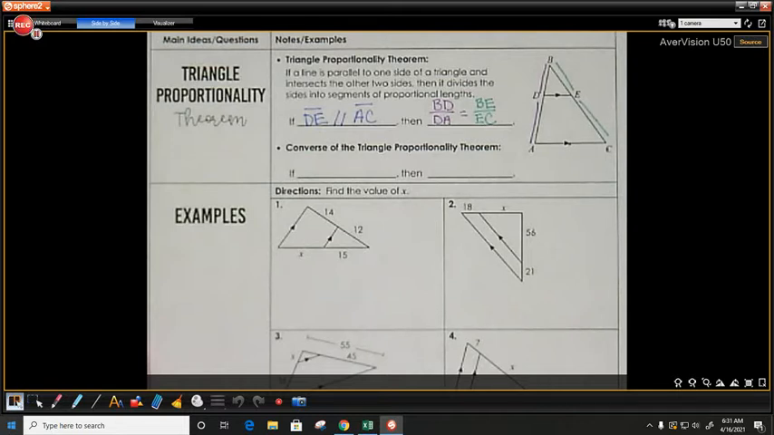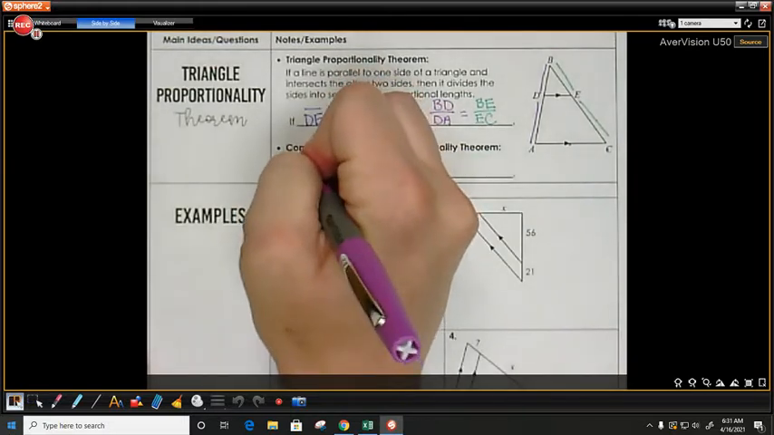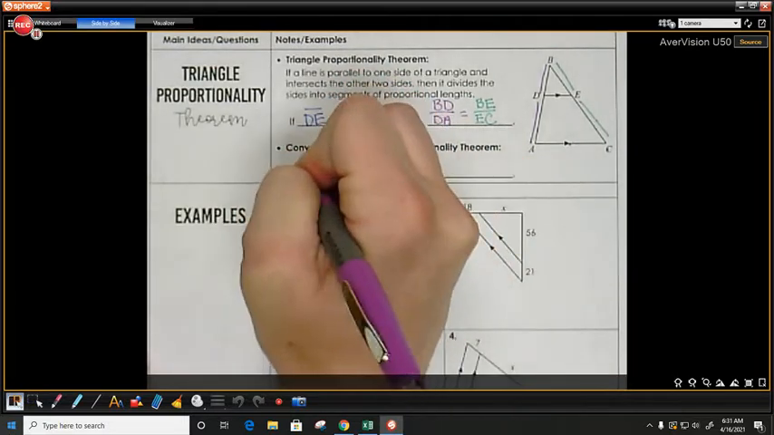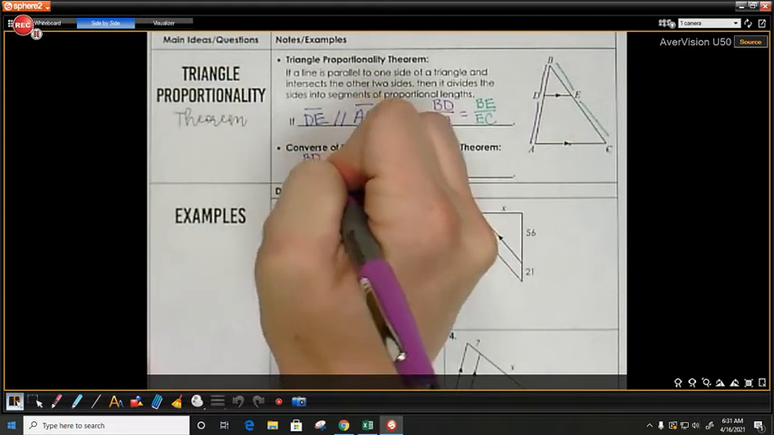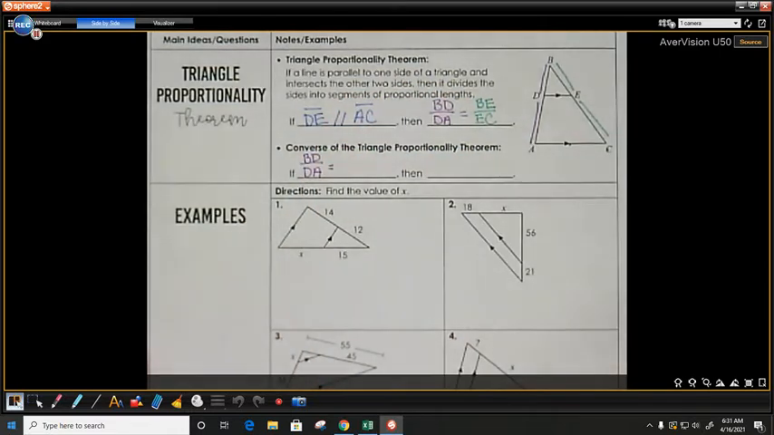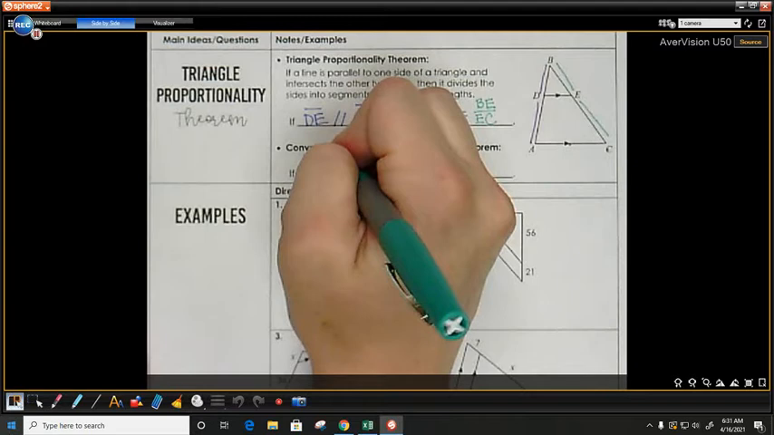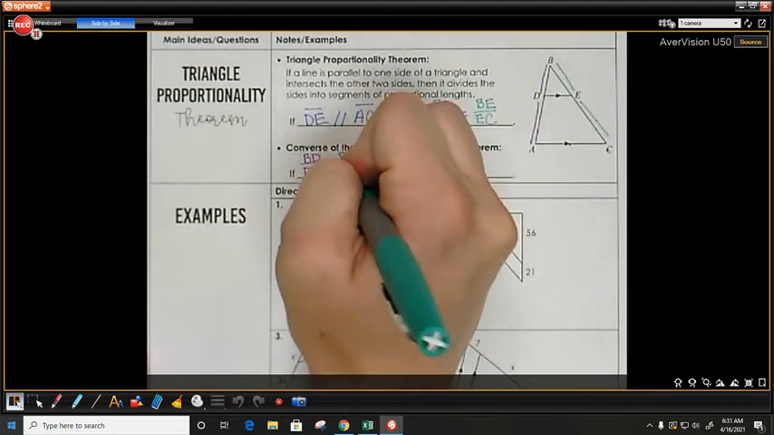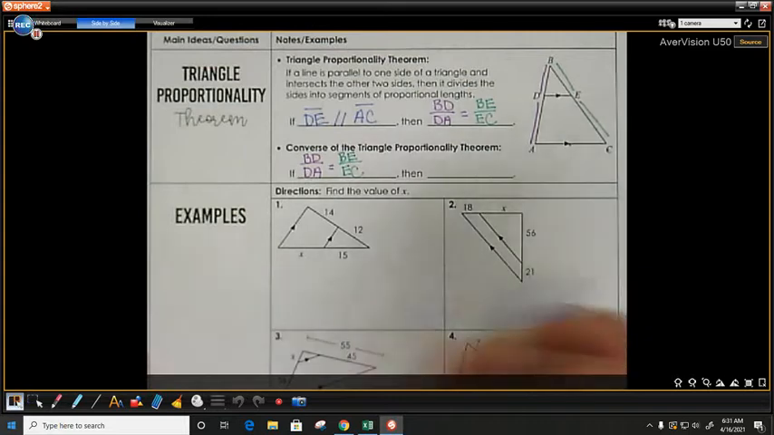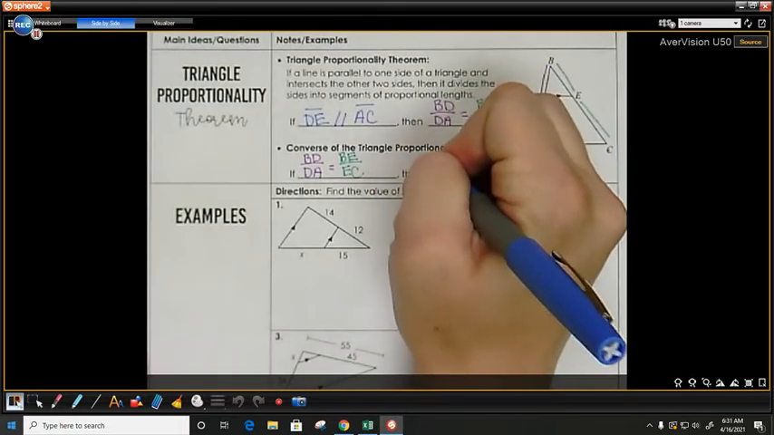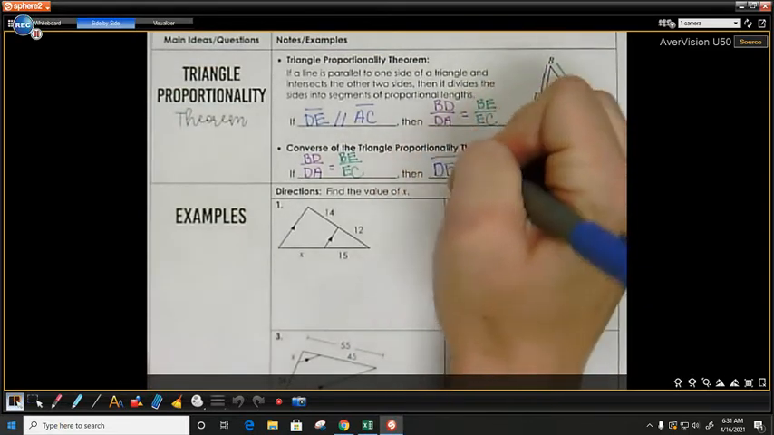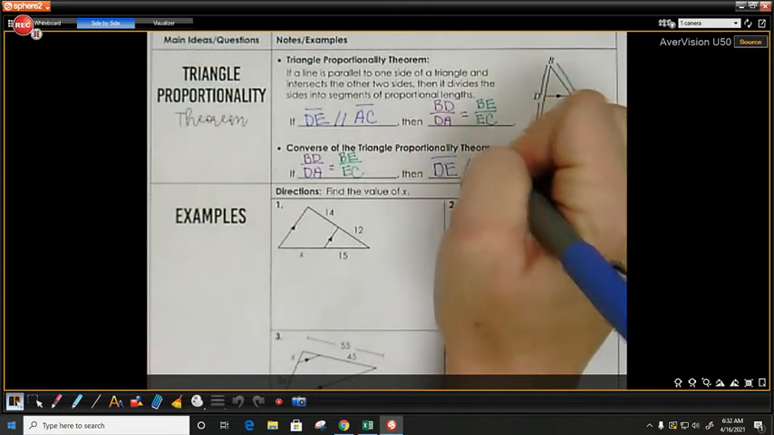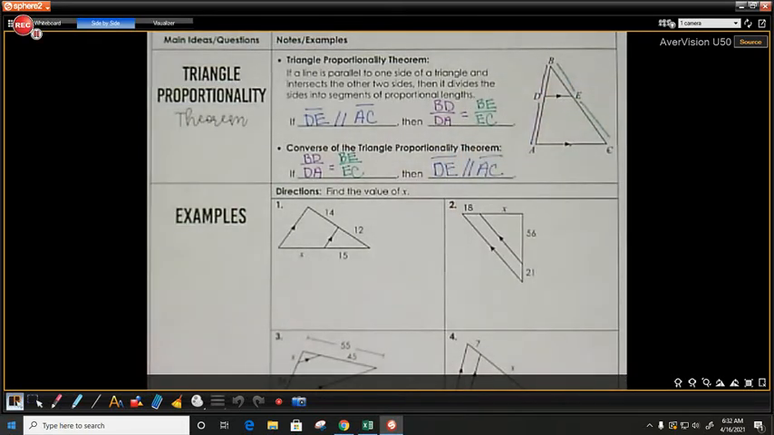Okay, now the converse of that is also true. So the converse of the triangle proportionality theorem states that if BD over DA is equal to BE over EC, then the lines DE and AC are parallel to each other.